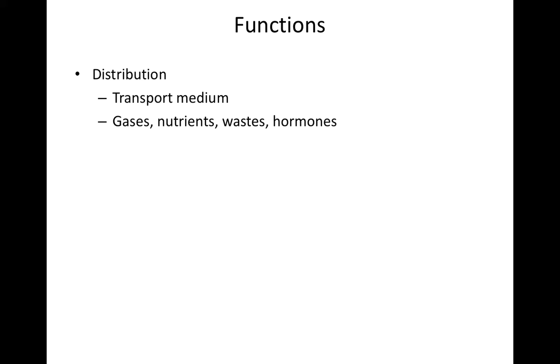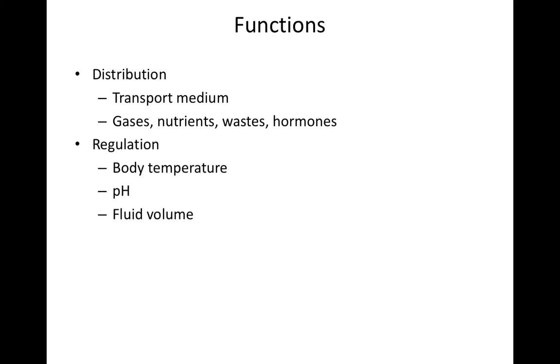So we've got gases, blood gases we'll talk about, the nutrients and waste products that cells both need and then need to get rid of. The hormones, this is where we ended 251. They are going to utilize the blood to get to their target cells. So we've got a distributive property here.